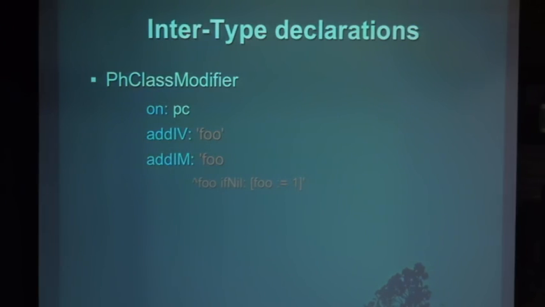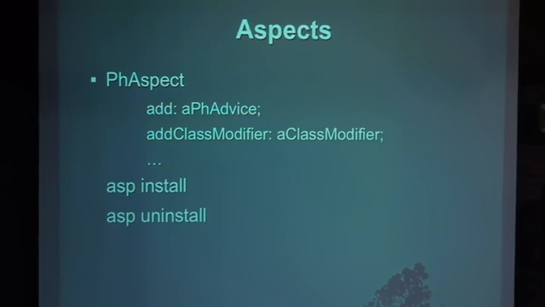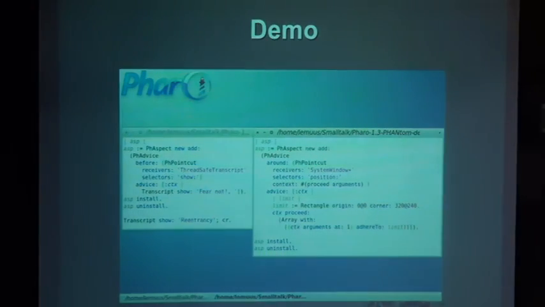That's a way to add behavior and instance variables to a class. In that case, the class is defined by a pointcut. You can add an instance variable foo and an instance method foo that returns, well, you can see it. An aspect is a collection of advice and class modifiers. You can add any advice you want to modularize a concept in that aspect. With aspect install, you activate that aspect at runtime, and with aspect uninstall, you can deactivate it. You can do a lot more stuff, but I have no time to show it, so I'm going to show you a little demo.